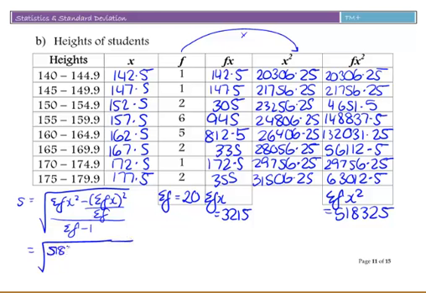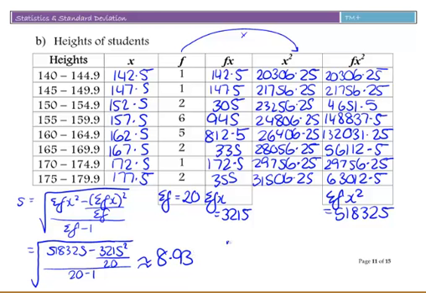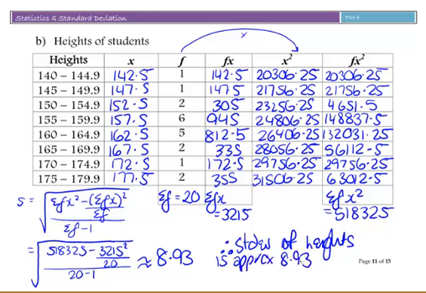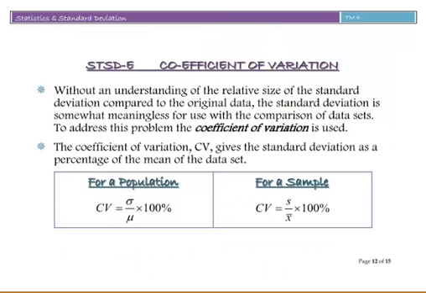So I've got 518,325 minus 3215 all squared over 20, all over 20 minus 1. Again, you can see my square root sign isn't big enough, so I'm going to make sure that's bigger. Plug that into your calculator and you get 8.93. Finish with a therefore statement. Therefore, standard deviation of heights is approximately 8.93, and doesn't have units, but I'm going to assume it's centimeters.